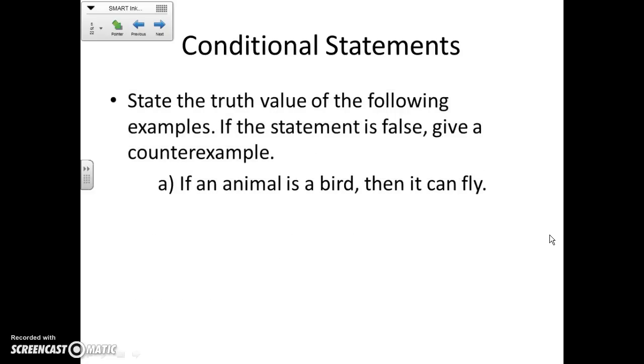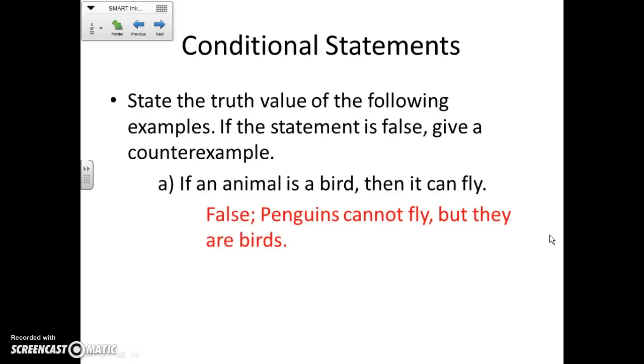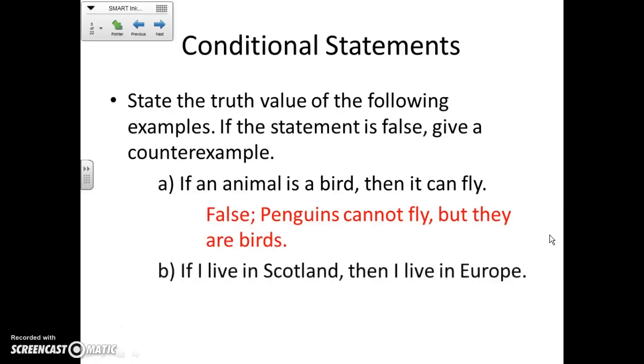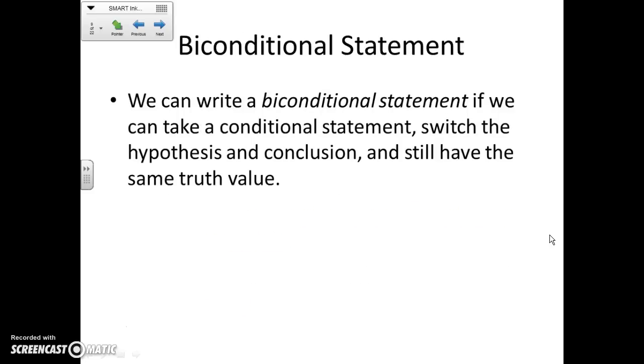So, looking at these examples, A, if an animal is a bird, then it can fly. Well, I can think of some birds that can't fly. For example, penguins cannot fly, but they are definitely birds. So the truth value there would be false, and my counterexample would be penguins. B, if I live in Scotland, then I live in Europe. I don't know about you, but I cannot think of a Scotland that is not in Europe. So my answer is true.